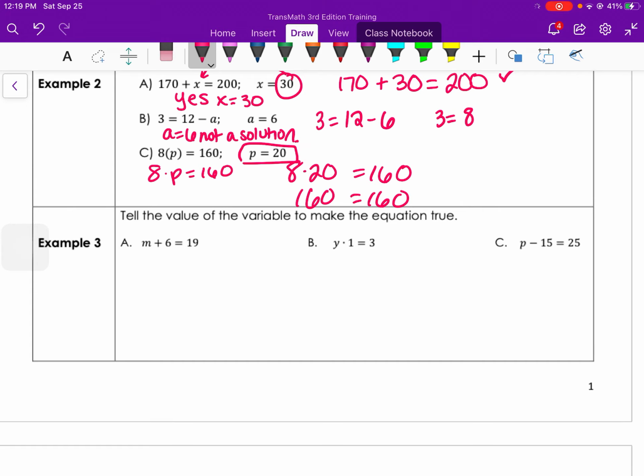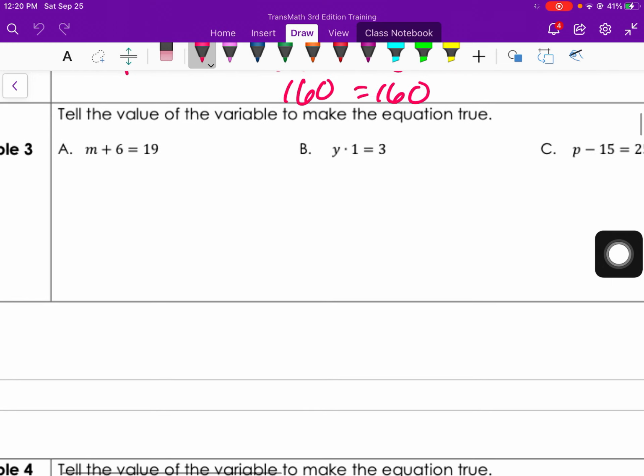So just identifying solutions, they are the values of the variable that make the equation true. So you get the same thing on both sides of the equal sign. So you get a true statement, like 160 is equal to 160. So now we're going to find the value of the variable so that we can make the equation true. And I just want to do some mental math here.